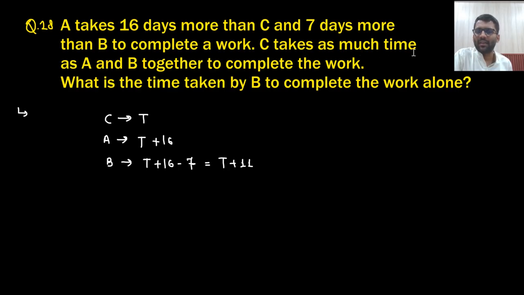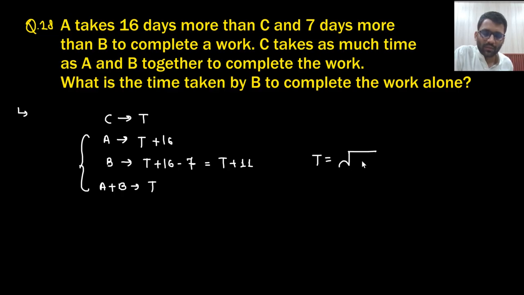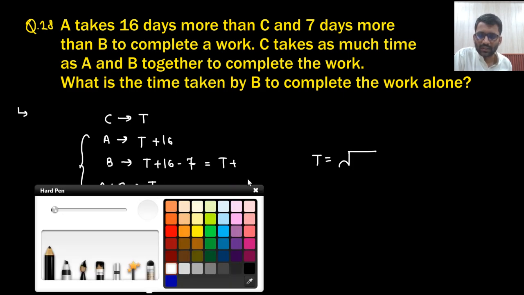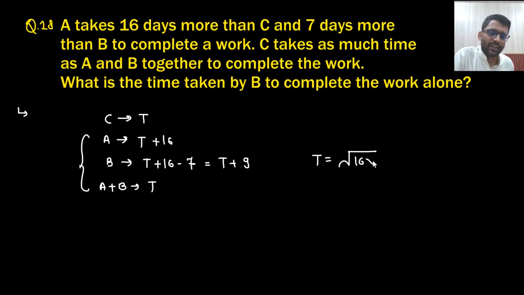C takes as much time as A plus B together can do the work. So together A plus B can do the work in T time only. This relation we already know, right? What is the value of T? 16 minus 7 is 9. Value of T is root of 16 into 9, that would be 4 into 3, 12. So A plus B together would have done the work in 12 days. And what is the time taken by B to complete the work? That would be 12 plus 9, 21 days.